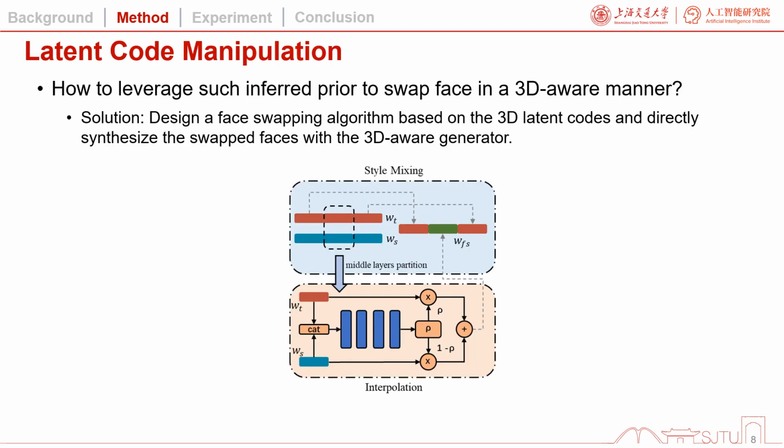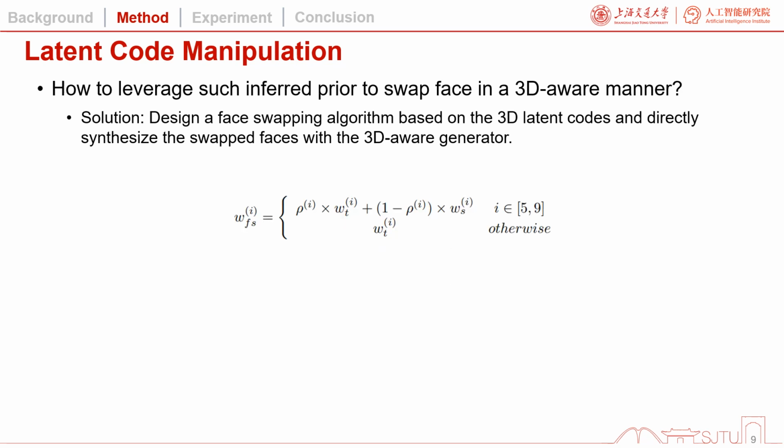To take full advantage of the prior extracted from the 3D GAN model, we design a latent code manipulation algorithm. Since the swapped face is an intermediate state of the source and target image, it naturally comes to us that we need to interpolate between their corresponding latent codes. Moreover, StyleGAN-like models share the style mixing property of latent codes, which means that different layers of latent codes control different parts of attributes. This allows us to generate more desirable swapping results by performing interpolation only on part of the latent codes. In summary, the latent code of the swapped face can be calculated with this piecewise function.